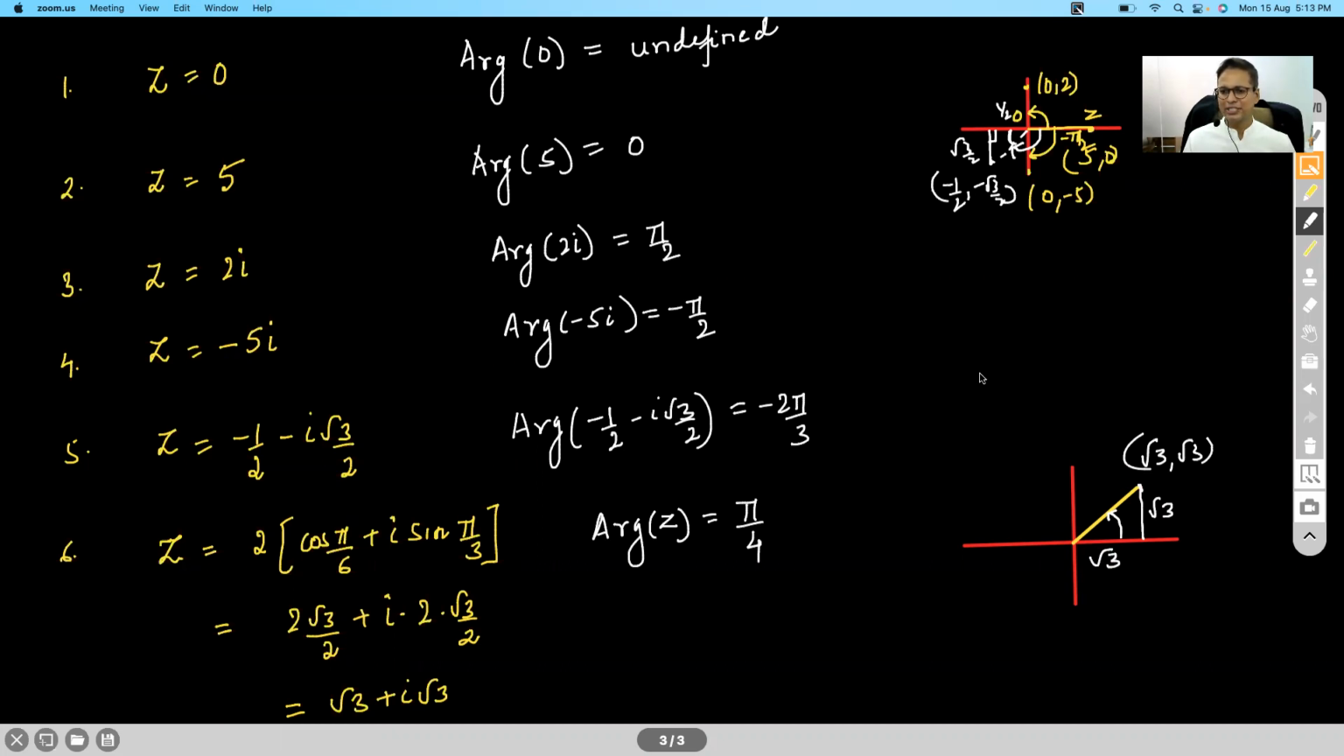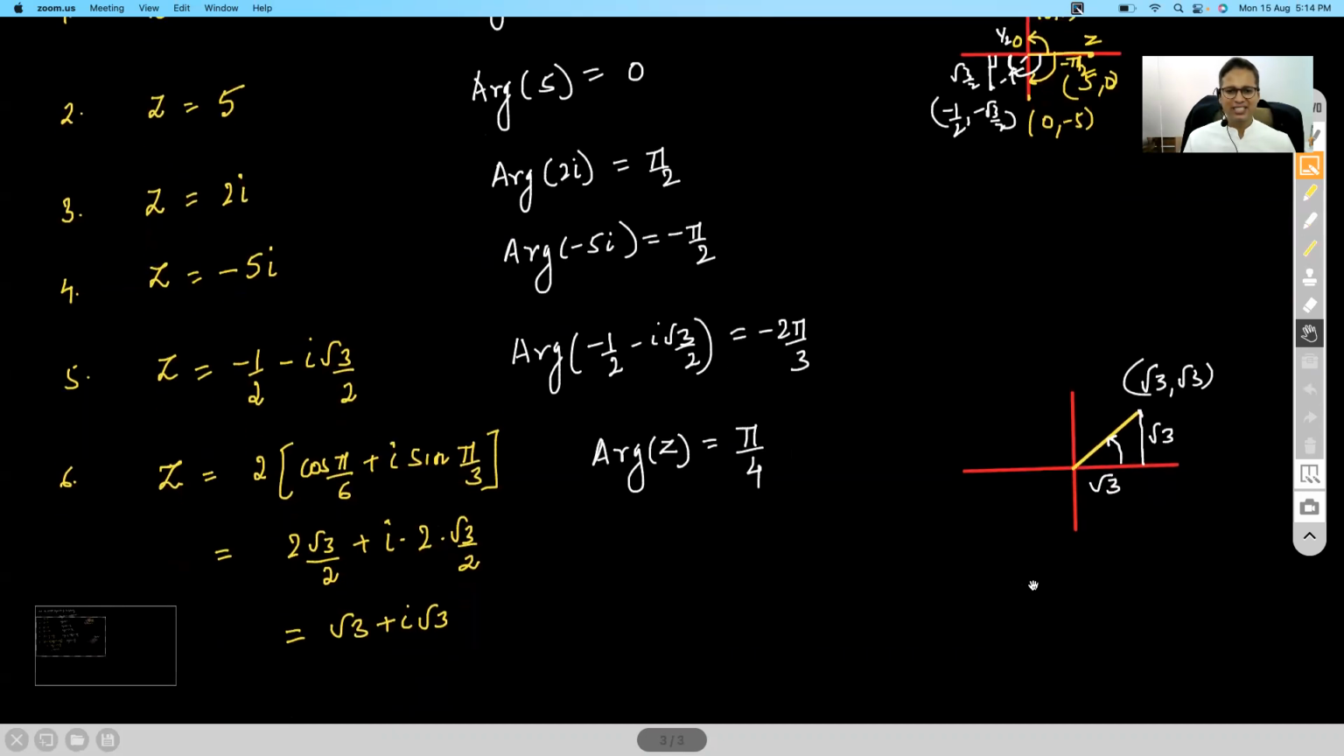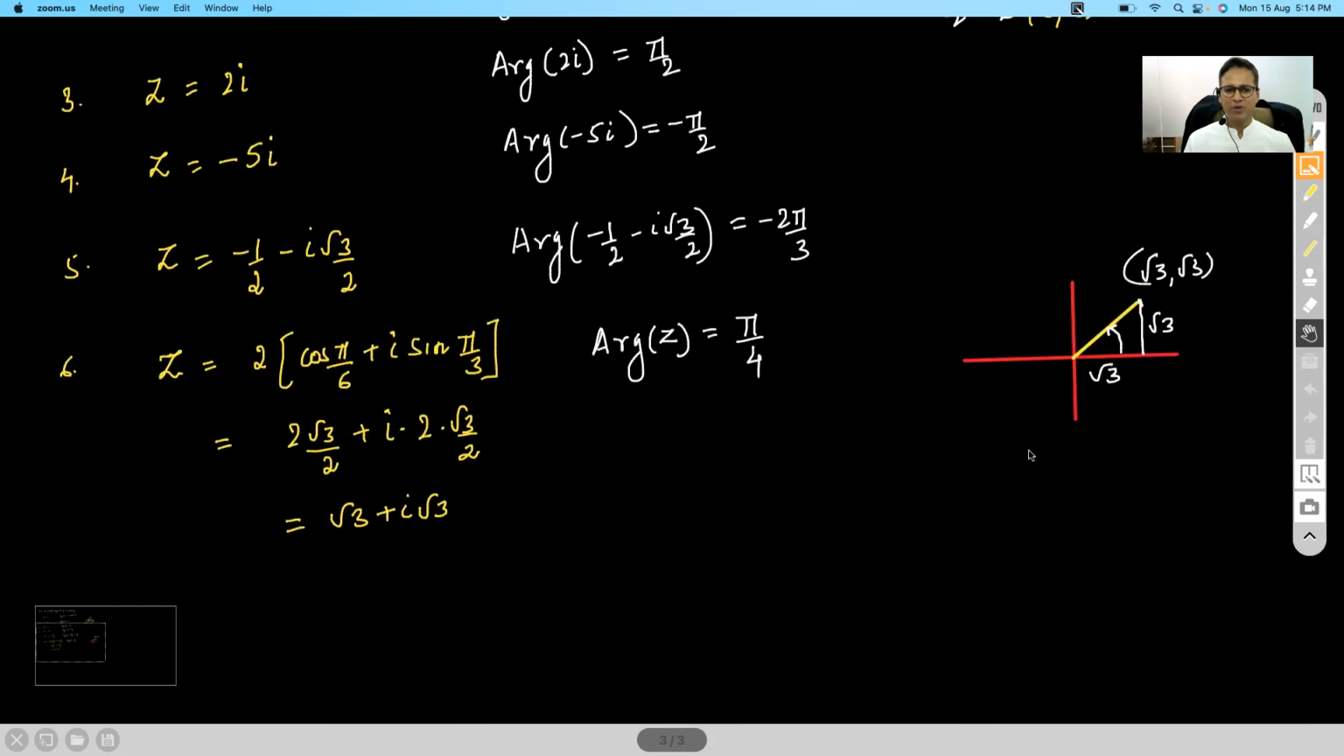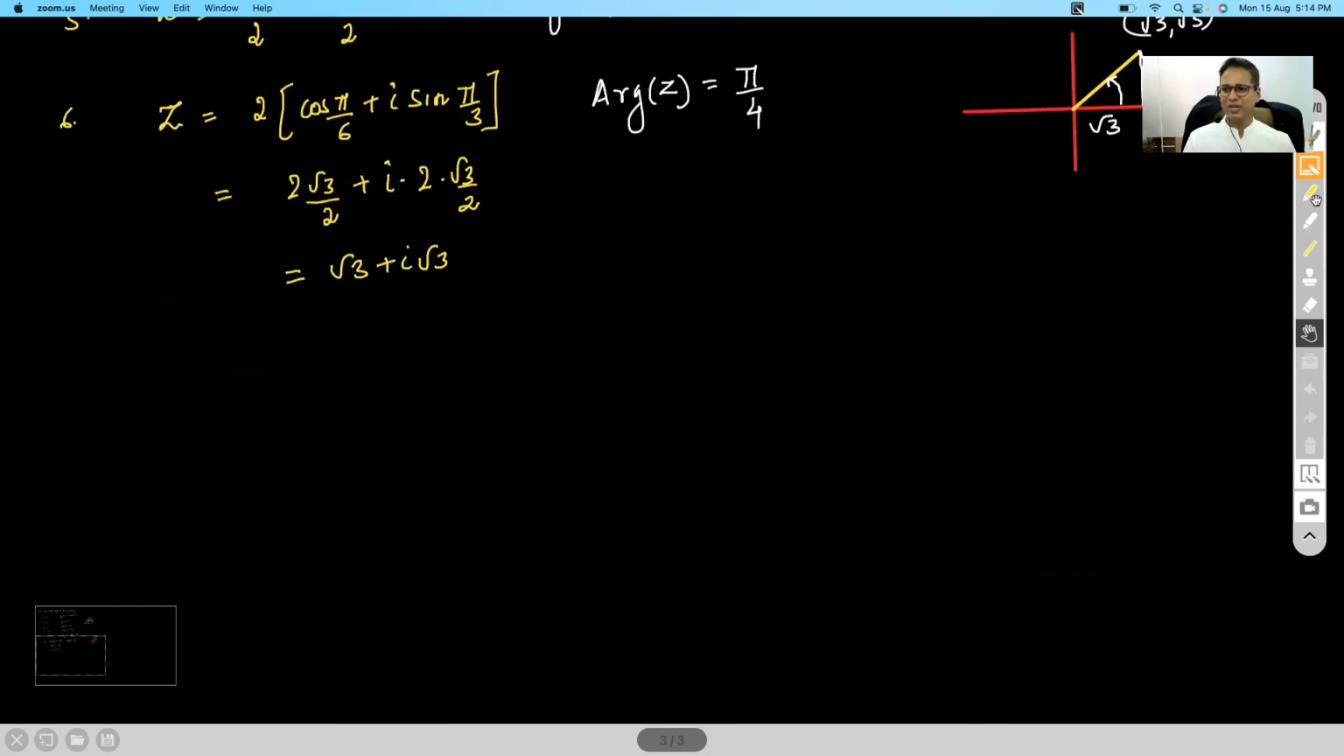Any questions? Any concerns? But I could figure out many of you are making mistakes. So maybe I think I should take one more round because if you're making mistakes here, you will also make mistakes in the polar form, which we are going to take up after this. So let me take one more small round. Okay. All right. So let's take 7th one.